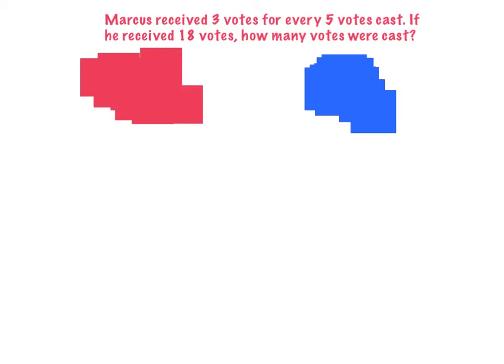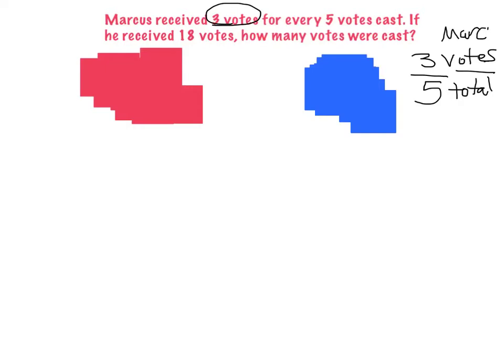So what I want to think about here is what information do I have? Well, I know that he received 3 votes for every 5. So the ratio is 3 to 5. And I like to write this as what the parts of the ratio are: votes versus total. So these are really like Marcus votes versus total votes. Okay?